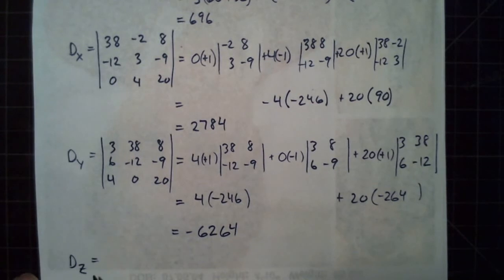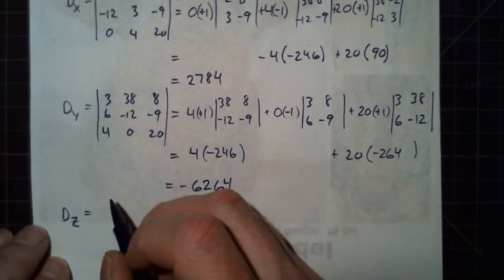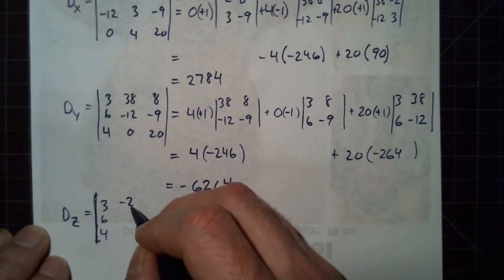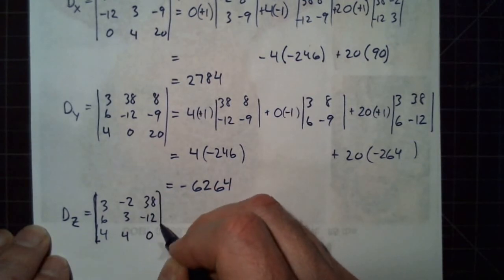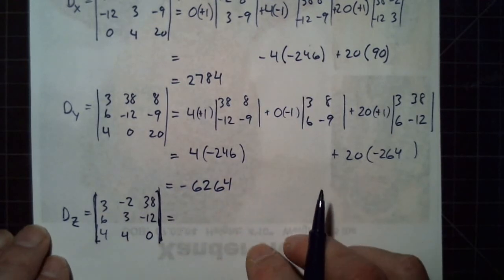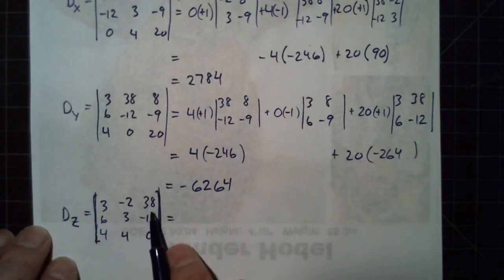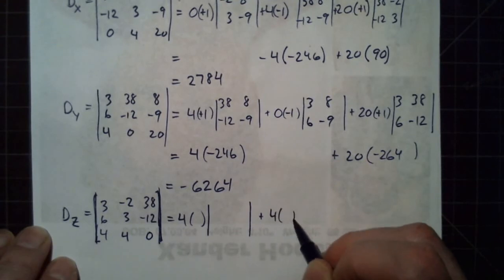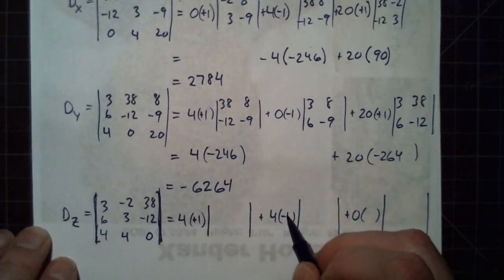Let's do the same thing and replace the z column. Replace the z coefficients with these numbers. Okay. And we could use the bottom row again because there's a 0. You could also use the third column that has a 0. 4, 4, 0, and we have positive, negative, positive.